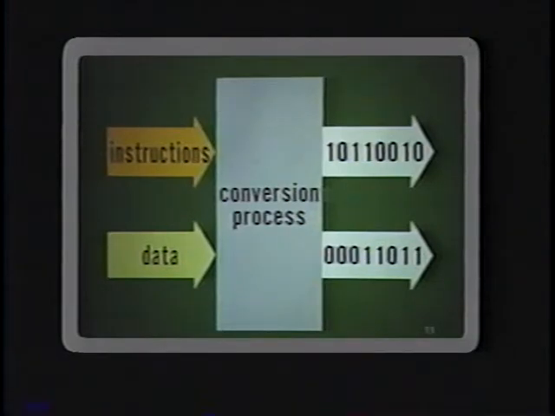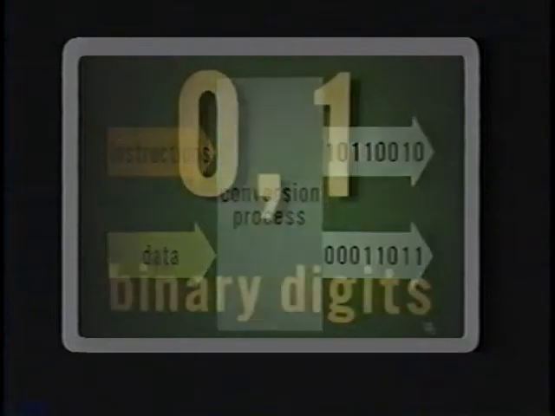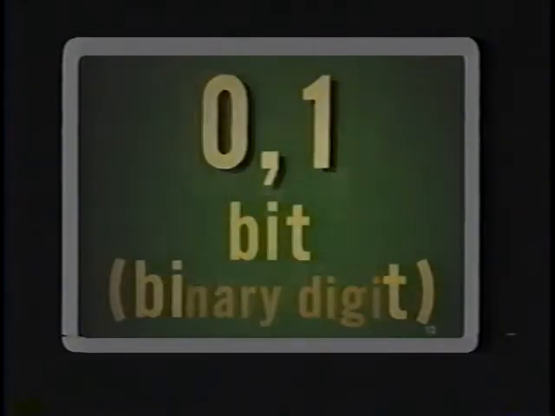All information, instructions as well as data, must be converted into specific combinations of zeros and ones that can be accepted by the computer. Numbers which can only have a value of 0 or 1 are sometimes called binary digits. Another more frequently used term is bit. The term bit is simply an abbreviation of binary digit. It's obtained by taking the first 2 letters in binary and combining them with the last letter in digit.